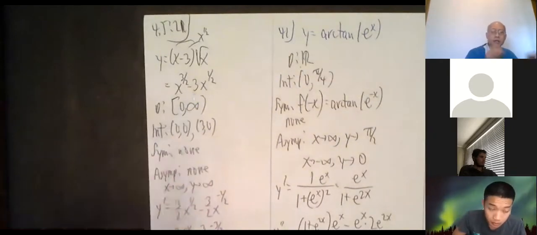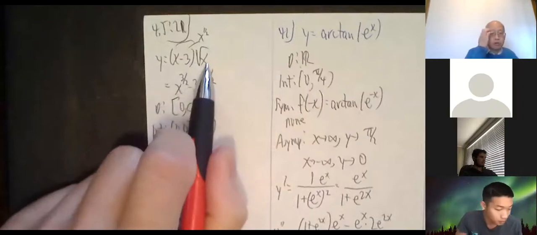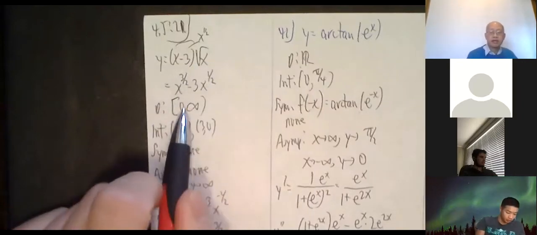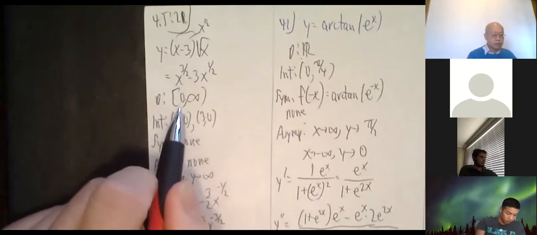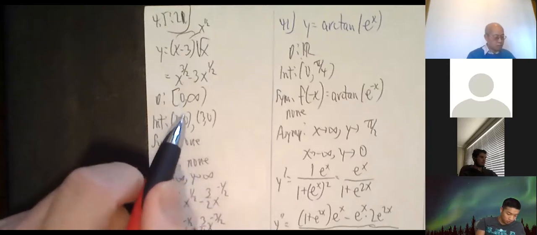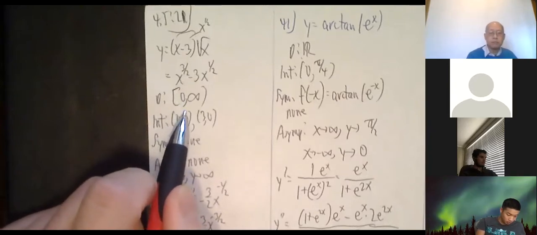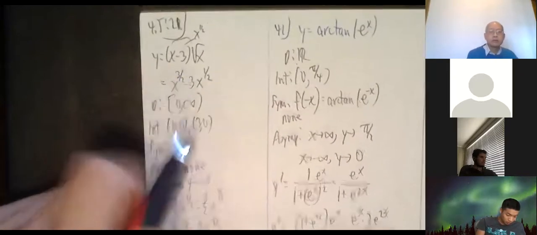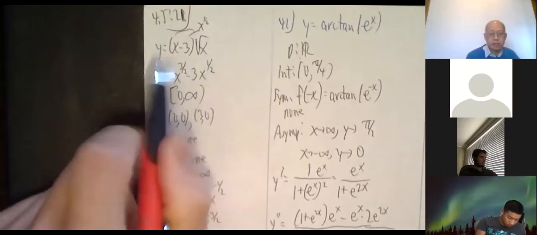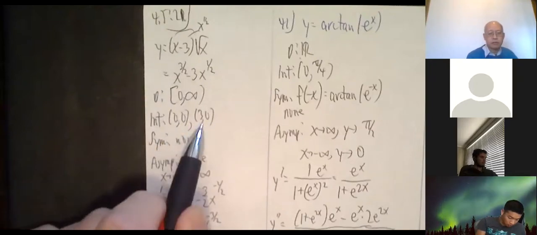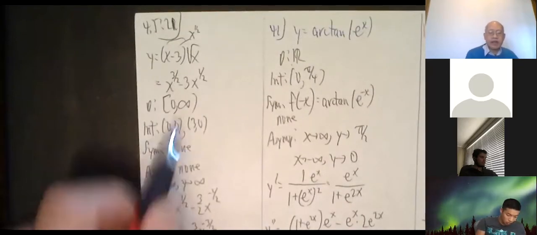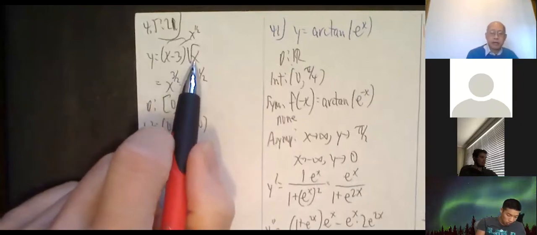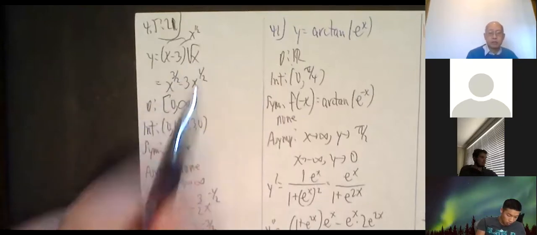All right, domain. Aha, I got a square root. X is greater than or equal to 0. So the domain is bracket 0, infinity. Right? Intercepts. How do you get 0? Well, 0 gives me 0, and 3 gives me 0. So (0, 0), (3, 0). Symmetry. Well, ordinarily, we would say replace x by negative x, but that's not possible here, right? You cannot plug in the negative of a number, so there's no symmetry.